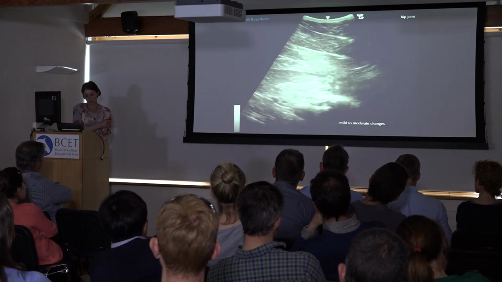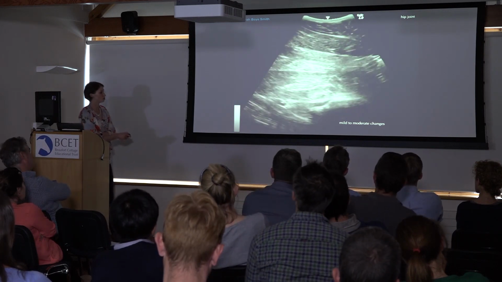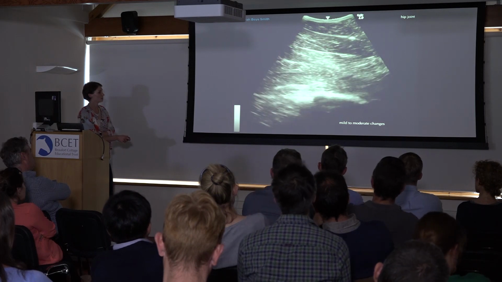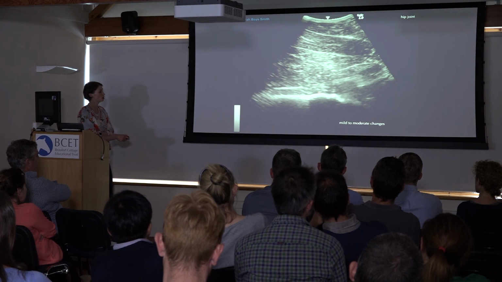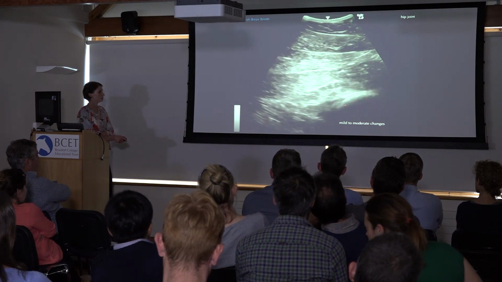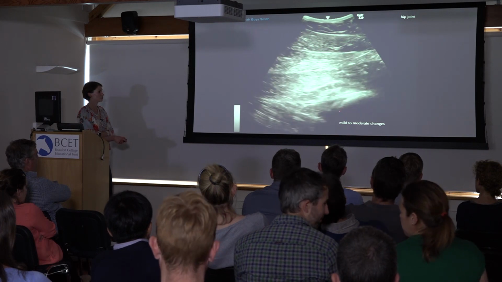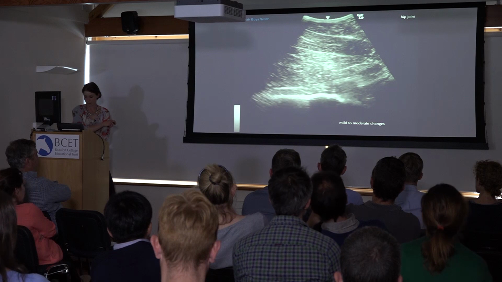This was osteoarthritis of the hip joint, so mild to moderate changes. Again, we can see irregularity of that acetabulum here. So we've lost that smooth, nice contour. So that's our acetabulum, and then our femoral head is positioned here, so that remains nice and smooth, but we've got mild to moderate changes of that acetabulum.